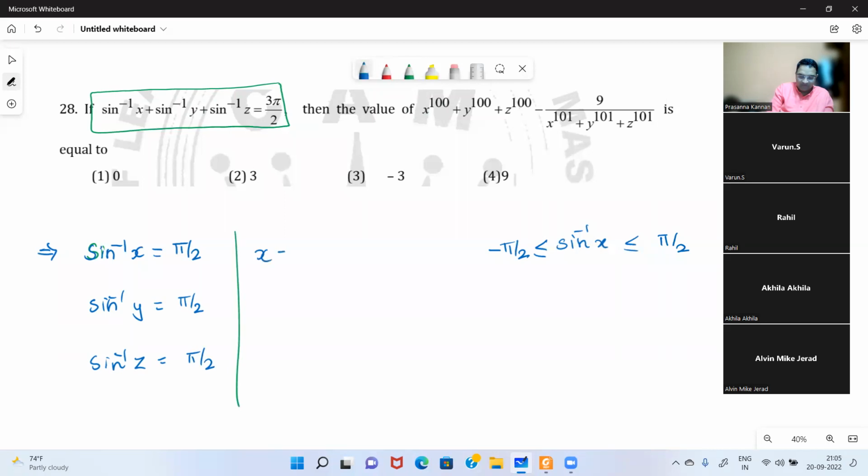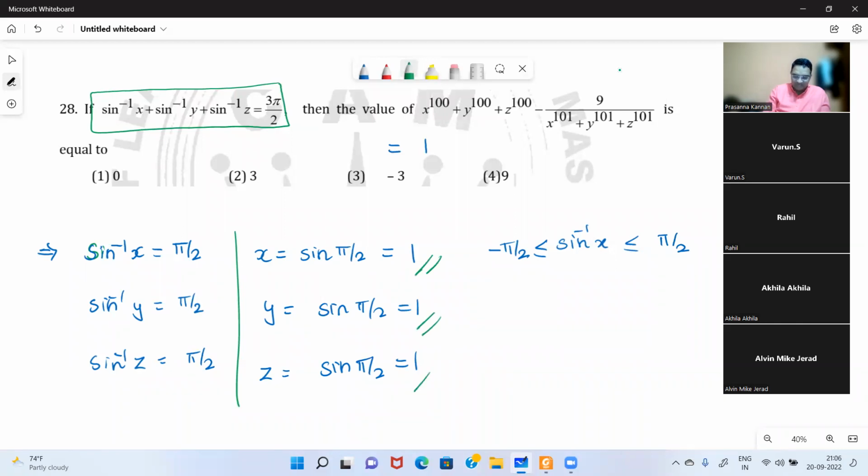Which means x will be nothing but sine pi by 2, since sine inverse x is pi by 2. Therefore, x is sine pi by 2. Y is also sine pi by 2. Z is also sine pi by 2. Correct. What is sine pi by 2? 1. That's all. So now, if you look at the question, it says x power 100. What is x? X is 1. Y is 1. Z is 1.